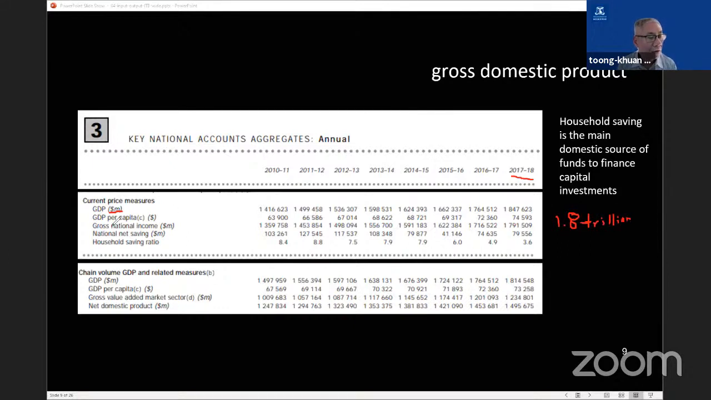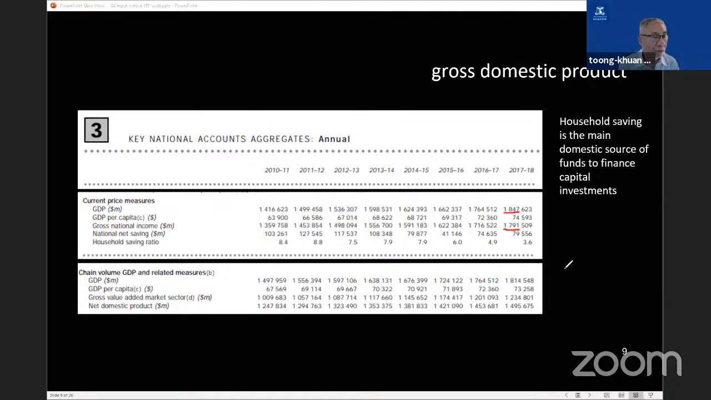And if we divide that by our population, we have our GDP per capita of about 75,000 Australian dollars per capita. Our GNI is slightly lower, okay? Our GNI is 1.791 trillion compared to GDP of $1.847 trillion. I think it's not important at this stage to differentiate between the two. Just accept that there will be small differences, but I think it's fine.